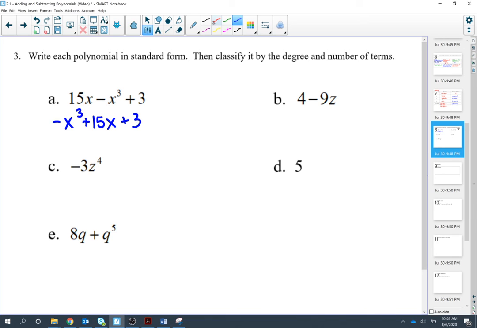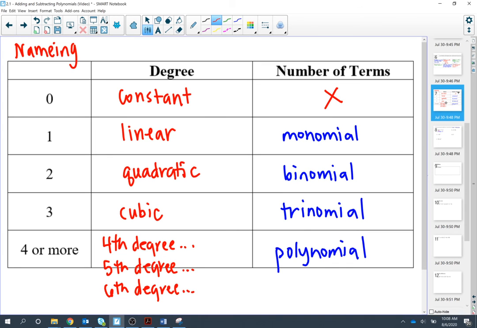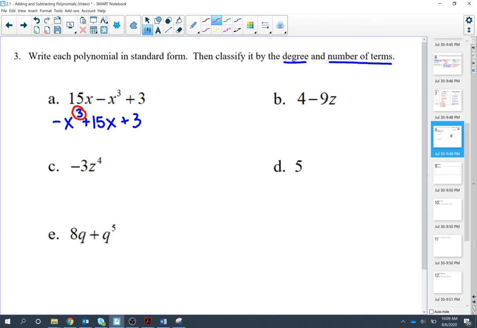Now, we have to identify it or name it by the degree first and then the number of terms. Keep in mind that the degree always has to come first. If you flip that and name it by the number of terms and then the degree, you're wrong. Okay? So, the degree is going to be 3 because that is my biggest. Not like a monomial, you don't add these things to anything else. So no adding, it's just the biggest one. So if I have a degree of 3 and I look back at my chart, degree of 3, I'm going to call a cubic. So this is a cubic.